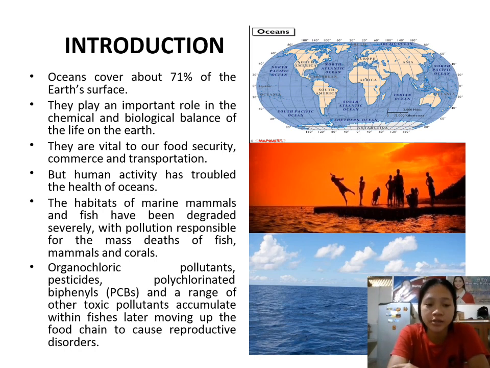mammals, and corals. Organochloric pollutants, pesticides, polychlorinated biphenyls or PCBs, and a range of the other toxic pollutants accumulate within fishes, later moving up the food chain to cause reproductive disorders.